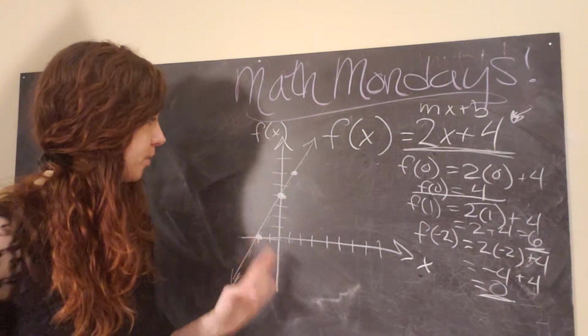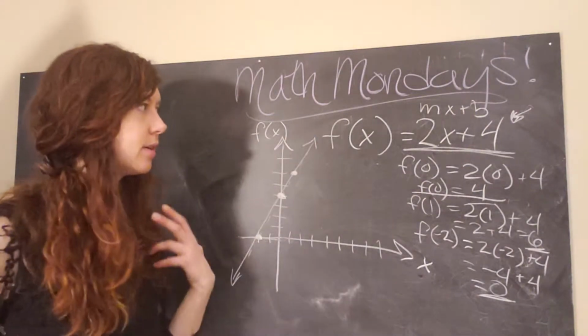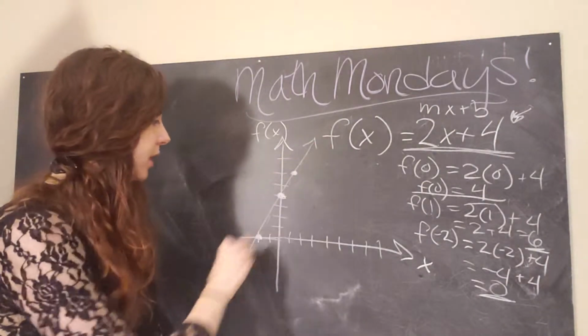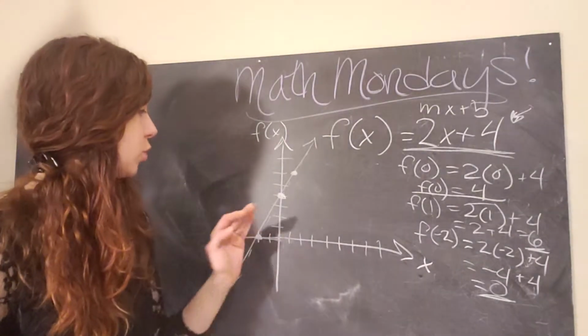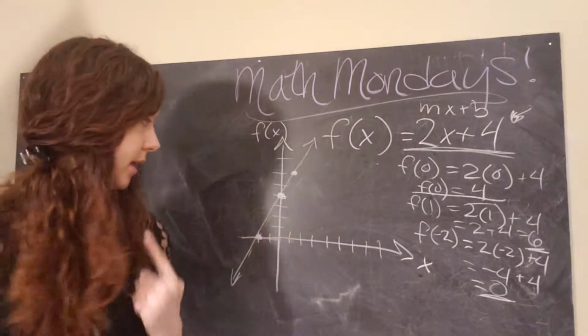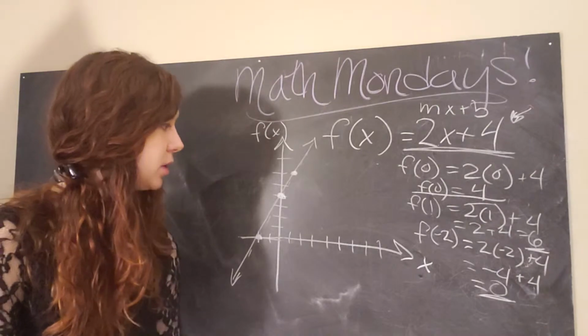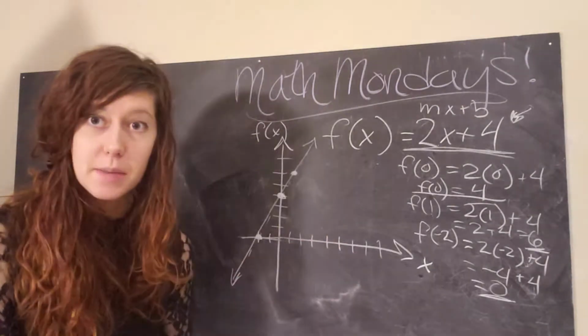Okay, so now we get the picture of our function. And we can use this to understand how steep our line is. We can use it to compare with other lines. And we can also use it to make conclusions about the function.